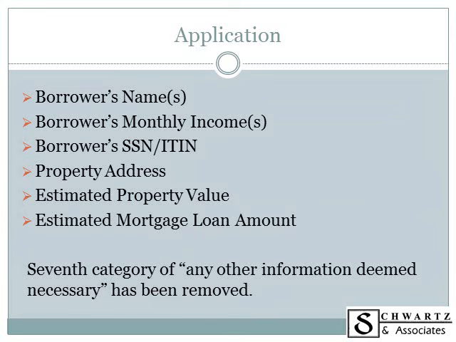Application. Receipt of these 6 pieces of information constitutes an application. The loan estimate must be delivered or placed in the mail within 3 business days of receiving an application. These 6 pieces are the borrower's name, borrower's monthly income, borrower's social security number, property address, estimated property value, estimated mortgage loan amount, and you'll notice now that the 7th category, any other information deemed necessary, has been removed.